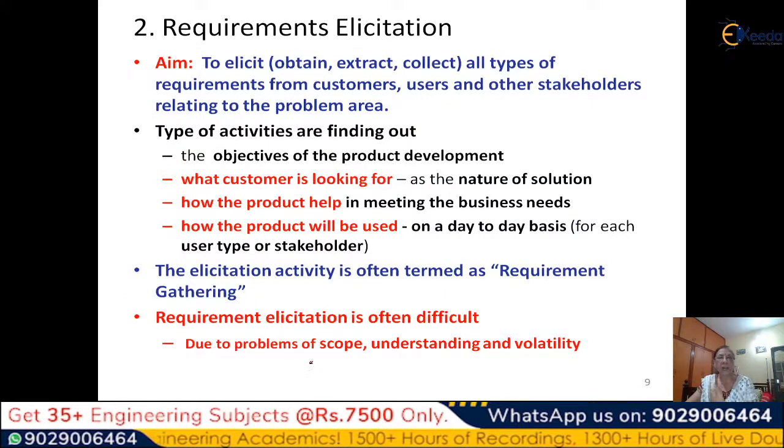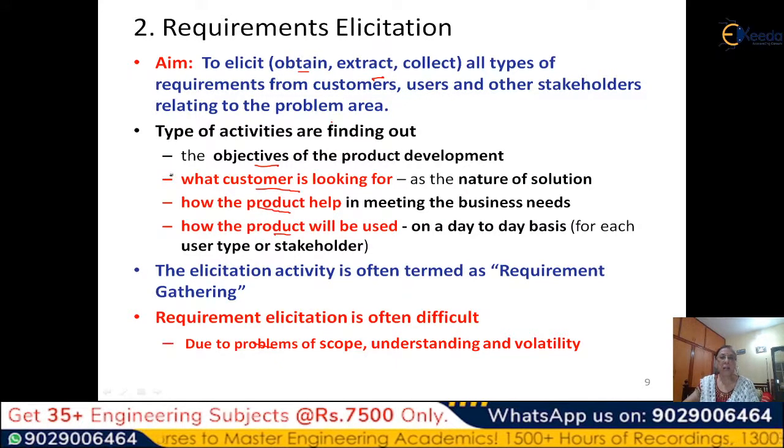Next, we come to the elicitation, where we try to actually collect the information from the stakeholders. The meaning of elicit is to obtain or extract or collect. So there are different methods that we will be using to do this from the customers, users, and the stakeholders relating to the problem area. So what are the types of activities? Finding out the objectives of the product, what the customer is looking for, how the product will help in meeting the business needs, how the product will be used.